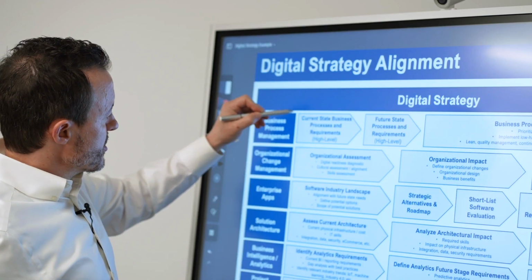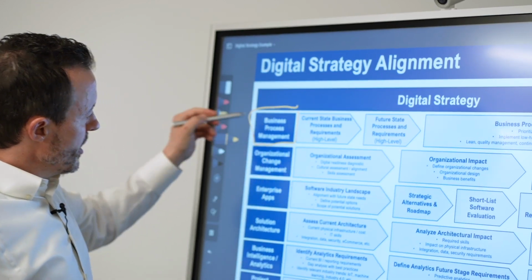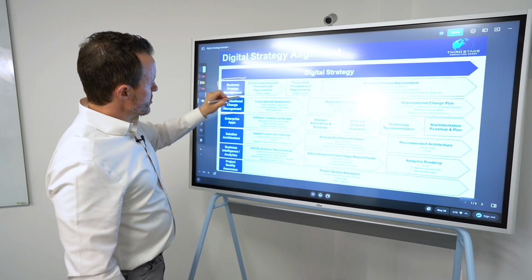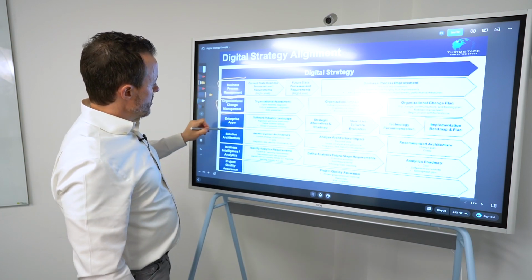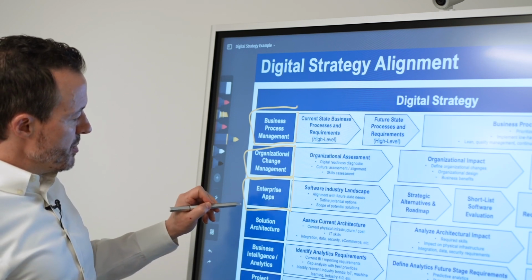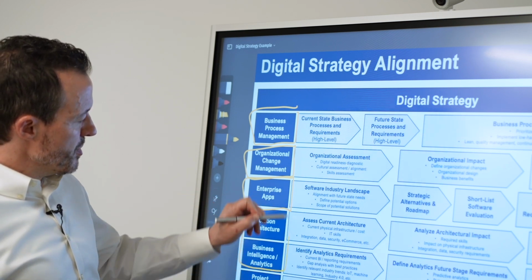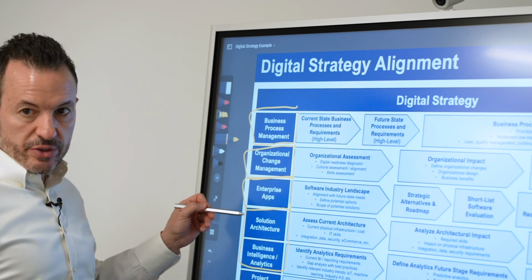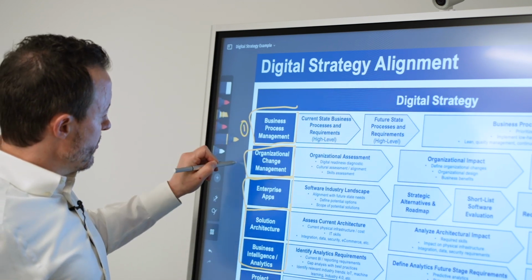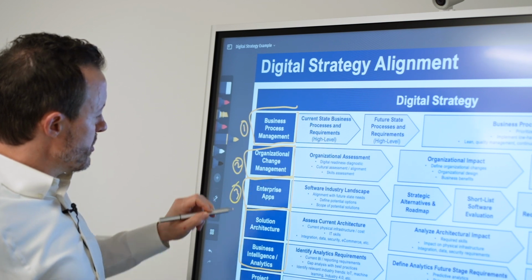But what I'm going to do is summarize three different areas. One is the business process management piece of things. I'm going to summarize the organizational change piece of things. And I'm also going to summarize the technology piece, which is not only just the enterprise application piece of it, but it's also all the technology pieces that include solution architecture, business intelligence, and analytics as well. So we're going to cover these three things right here in a few examples I'm going to give you.